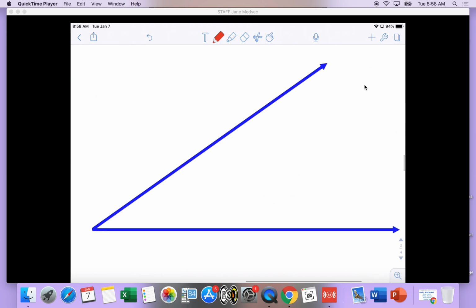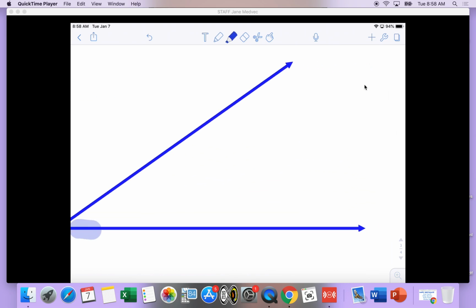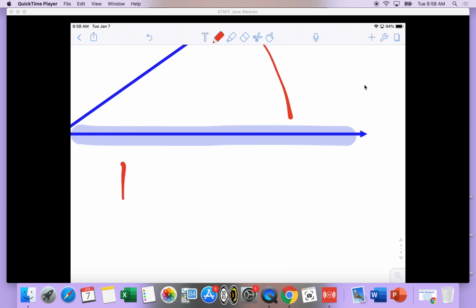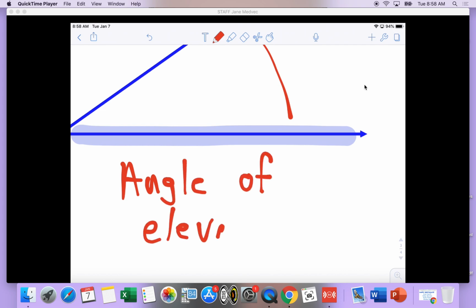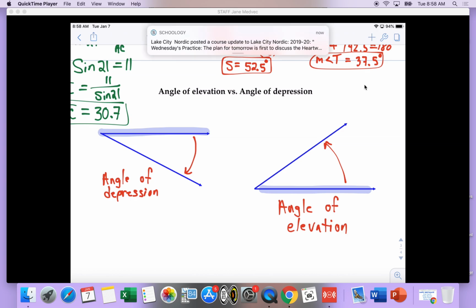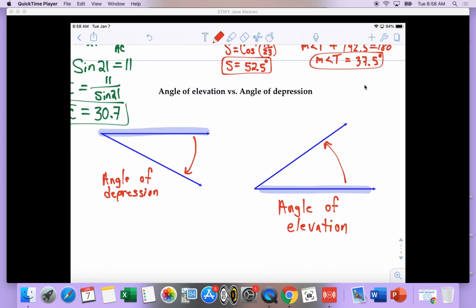And then if I take a look at the other one, you're going to notice that this is my horizontal line and I'm going up. So elevation. Right. So this is the angle of elevation. It'll help you with one of your word problems that you're going to have today in the assignment. Okay. That's it. That's the end of the chapter, the last of the new stuff with trig.